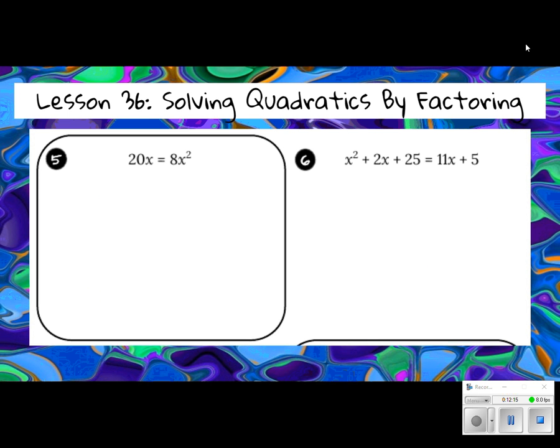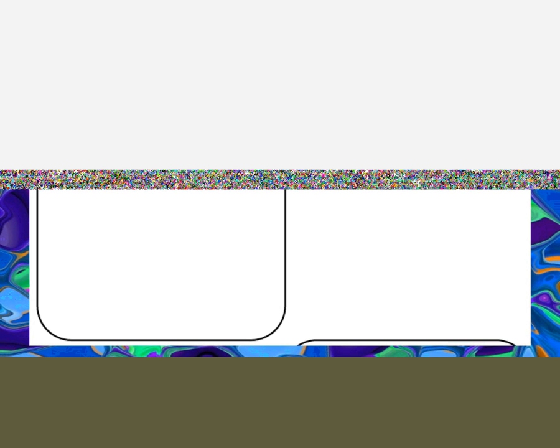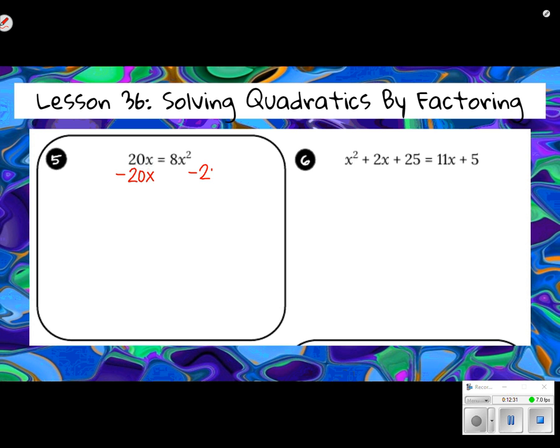All right, let's look at number 5. Does it equal 0? It does not. So let's make it equal 0. Now, I would highly recommend keeping my 8x squared. I would recommend keeping that positive. So I'm going to subtract 20x. It is possible to move the 8x squared to the left, but then that would create a negative leading coefficient. So it might be something that you might not want to handle. So you might need a little bit of planning ahead of time.